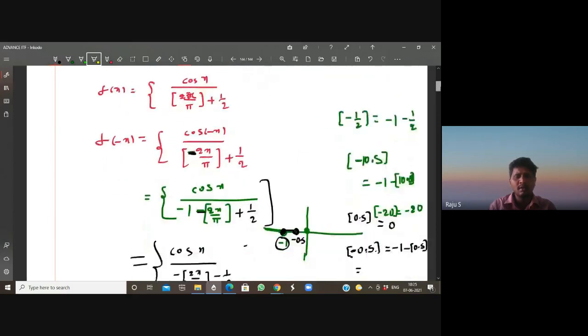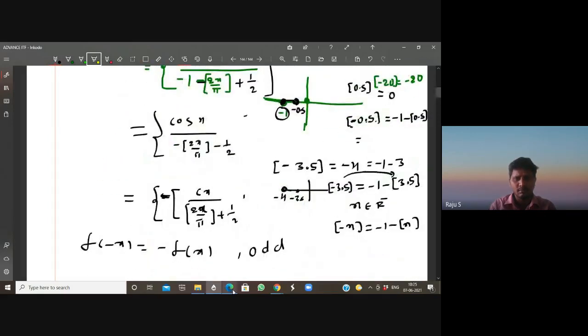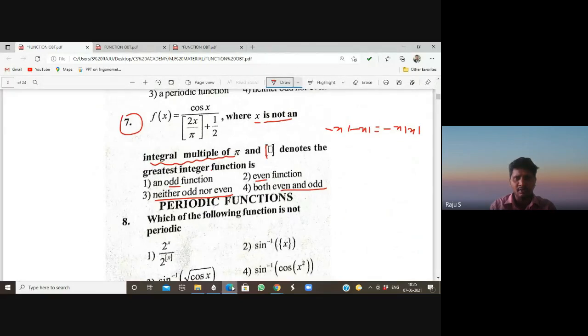Okay, it's a simple question. Not at all difficult, right? f of x, that is cos x by this value, is an odd function. The first option is correct.